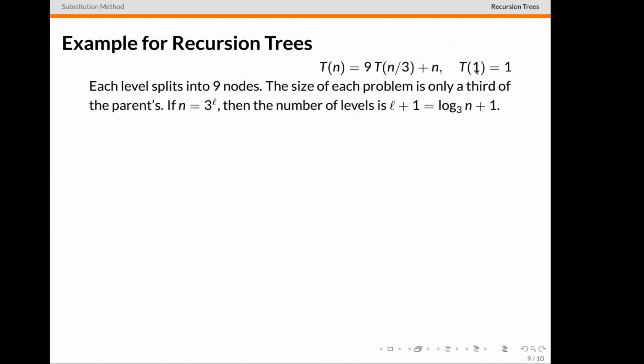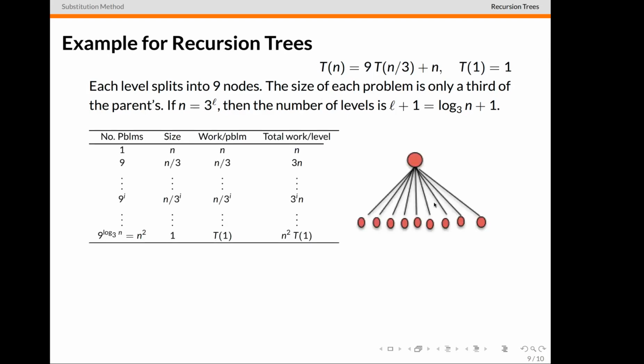The following problem I find a little more interesting. In this problem, A and B are not equal. So in this case, the constant A is 9. This was the one I said, we have 9 subproblems. So each level splits into 9 nodes. That's big growth. And the size of each of the problems is only a third of the parent's size. So it's going to grow quite fast. This is the visual for it. I just did one.